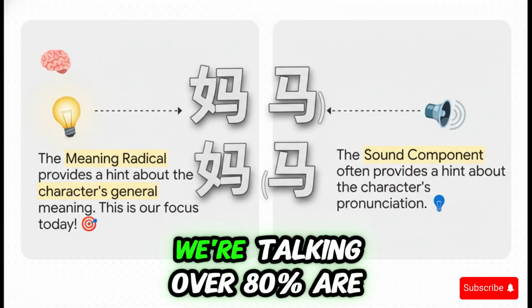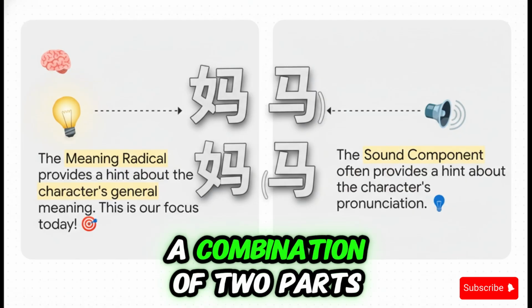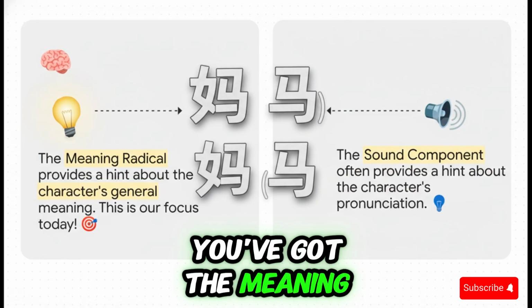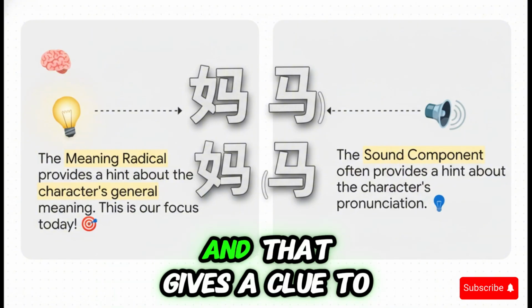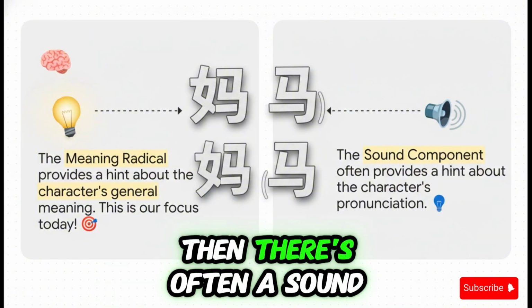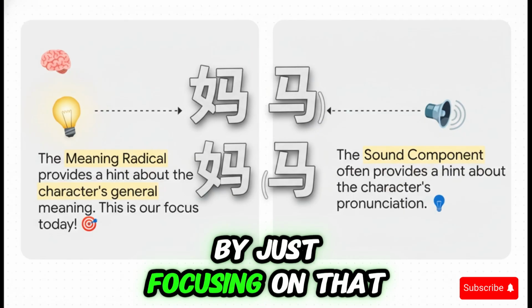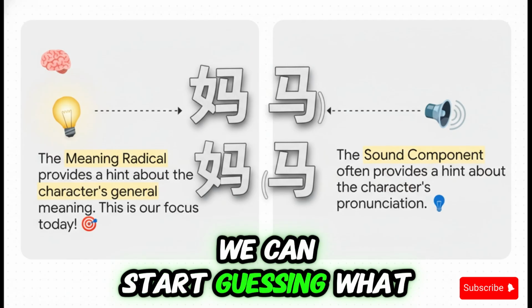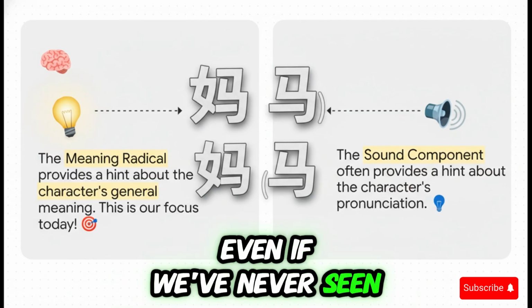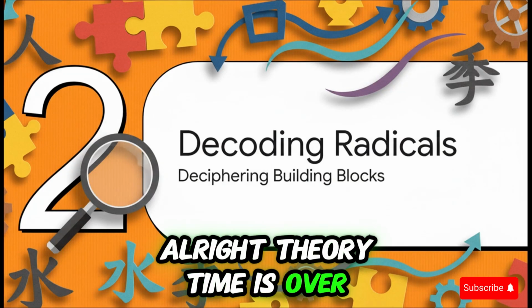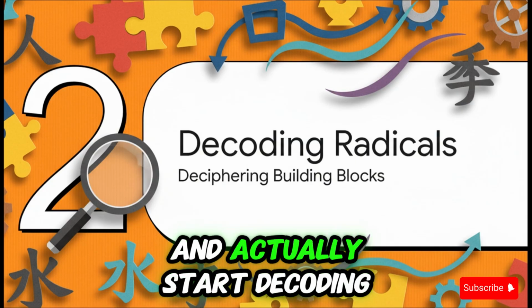Now, here's what makes this so incredibly powerful. Most Chinese characters, we're talking over 80%, are a combination of two parts. You've got the meaning radical, which is what we're focusing on today, and that gives a clue to the meaning. Then there's often a sound component, which gives a hint about how to say it. By just focusing on that meaning part, we can start guessing what words mean, even if we've never seen them before. All right, theory time is over. Let's get our hands dirty and actually start decoding.